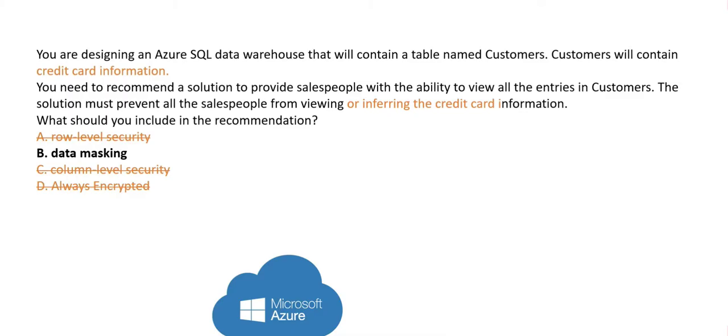Row level security and column level security are very different things, where you are hiding a row or a column based on the access privileges that the user has. But here it is saying people should not be able to access the credit card information at all. So masking is the right option here.